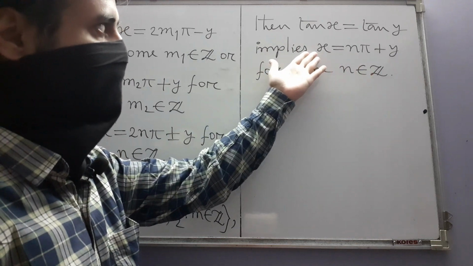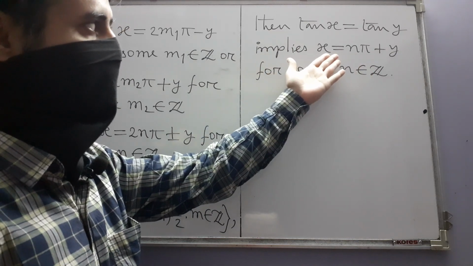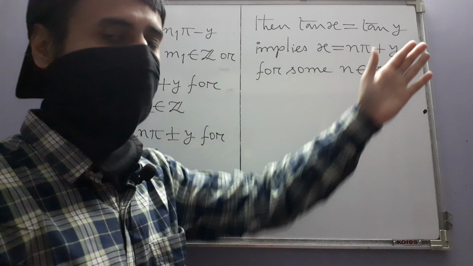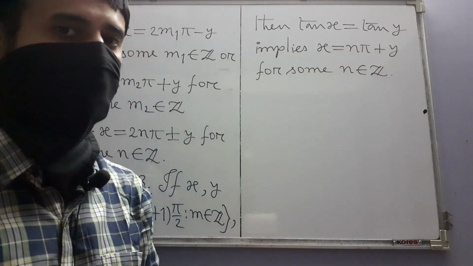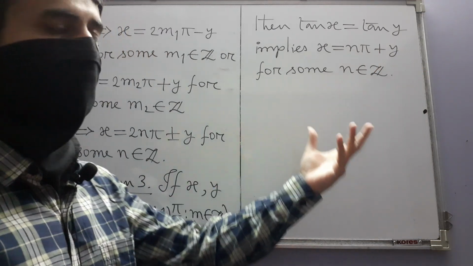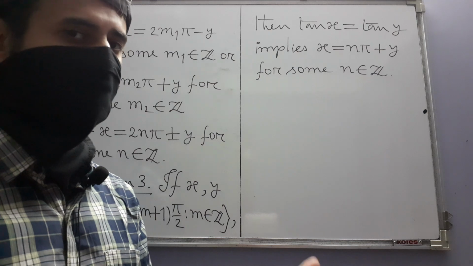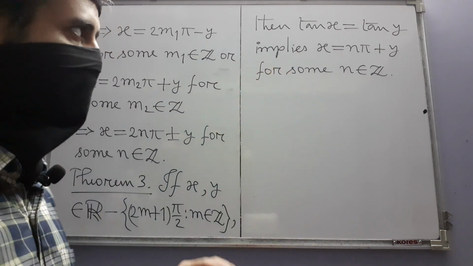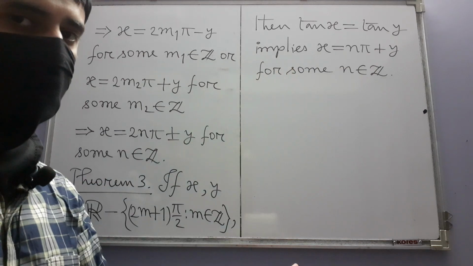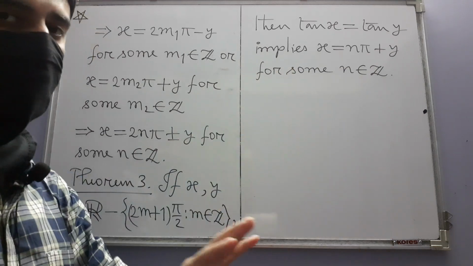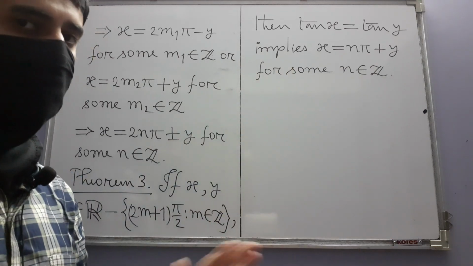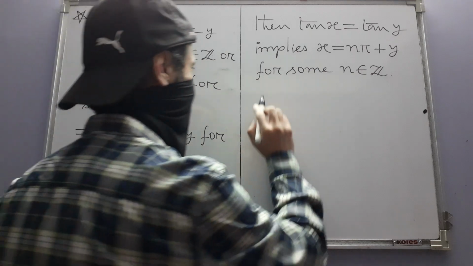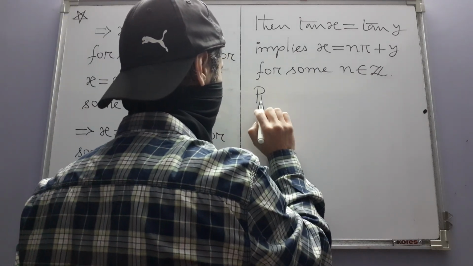You just consider tan x, that will be tan of n pi plus y, and then you apply the tan a plus b formula. You will see that the right hand side becomes tan y. So there is actually no need to show that. It follows very easily. The converse which we are proving here is in fact slightly more complicated. It's not that easy. So let's see the proof.